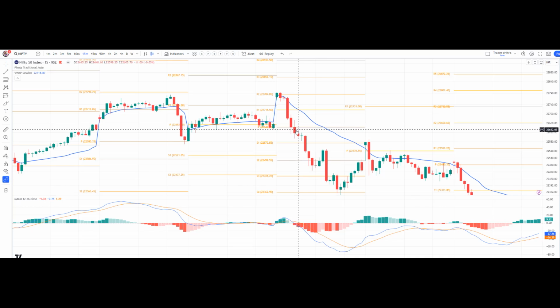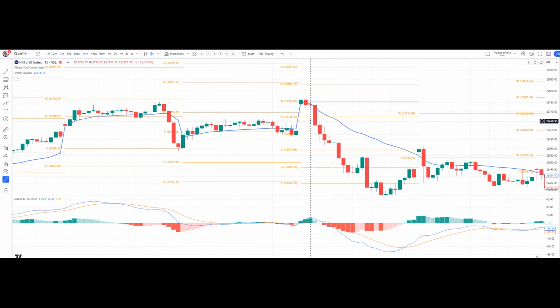Once we enter the trade, at the P level, the pivot level, we can try booking our profits at the S1 or S2 levels, or else we can keep trailing our profits. So this is how we have to enter a short trade. Here we can see that we got the negative cross, and the MACD line is below the zero line, so we can enter the short trade.